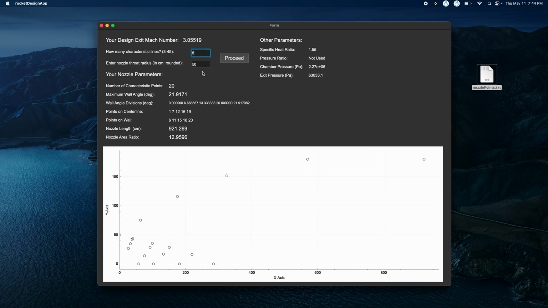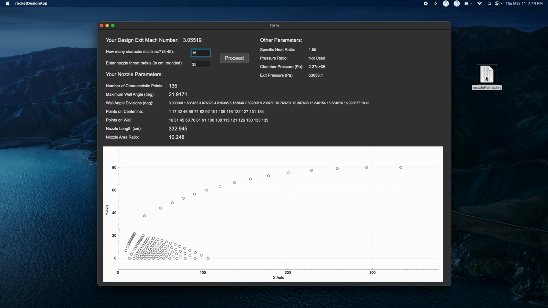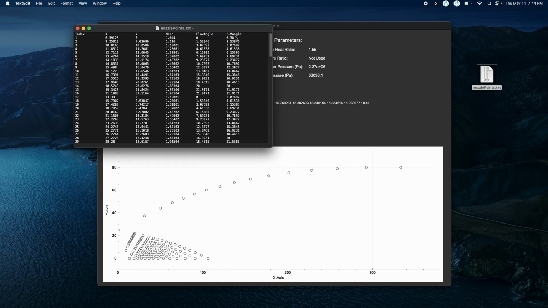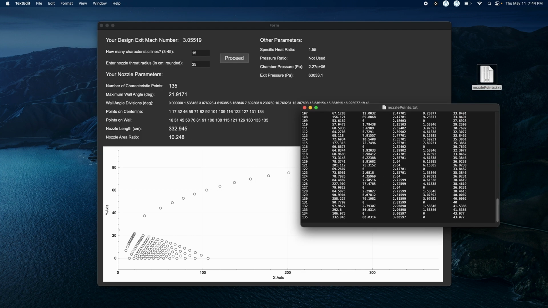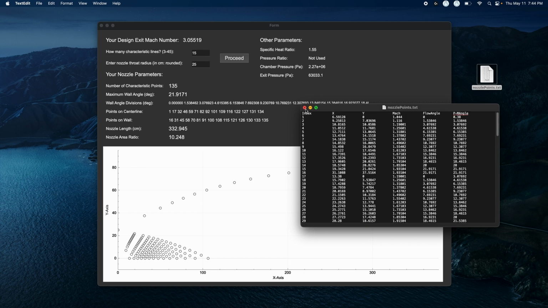So the more lines you add, the more accuracy you get. Let's say 25 and let's try 15. So now you have 10. Area ratio 10.2. So yeah, now it's a lot more accurate to the design now here.